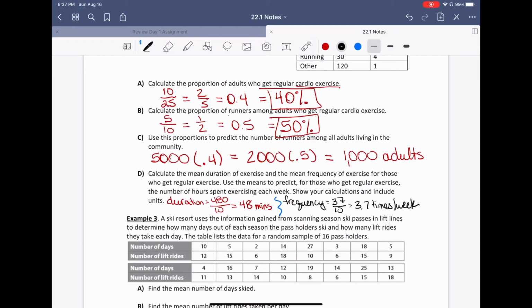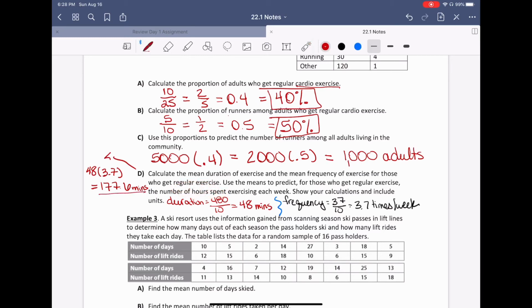Okay, now using this, it says use the means to predict for those who get regular exercise the number of hours spent exercising each week. So follow along, I'm going to do this over here on the side. Okay, that means if these adults are exercising 48 minutes on average, times 3.7 times a week, they are exercising for an average of 177.6 minutes per week.